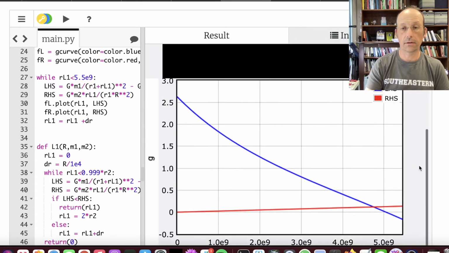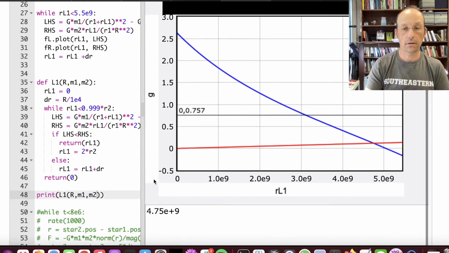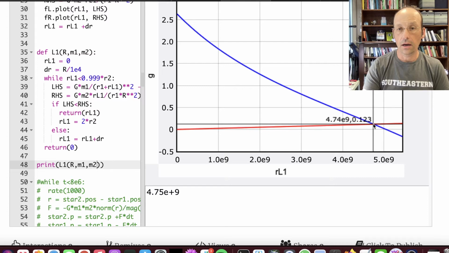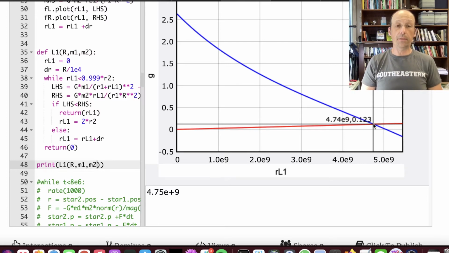I'm a little scared. Okay, so it did print it out. If I go over here, I get 4.74 times 10 to the 9th. Okay, so I get about the same thing. So I'm pretty happy with that answer.